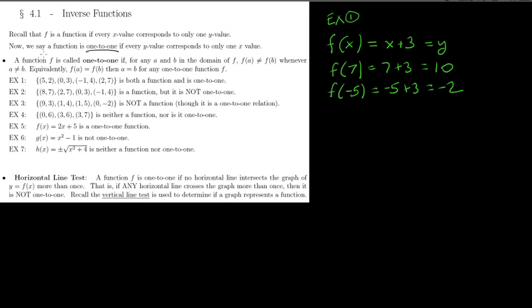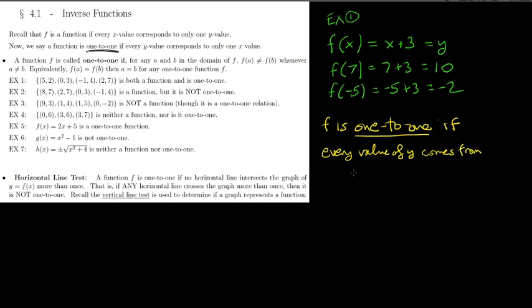So what does it mean to be one-to-one? Well, f is one-to-one if every value of y has only one value of x. Every value of y comes from only one value of x. Only one x value.